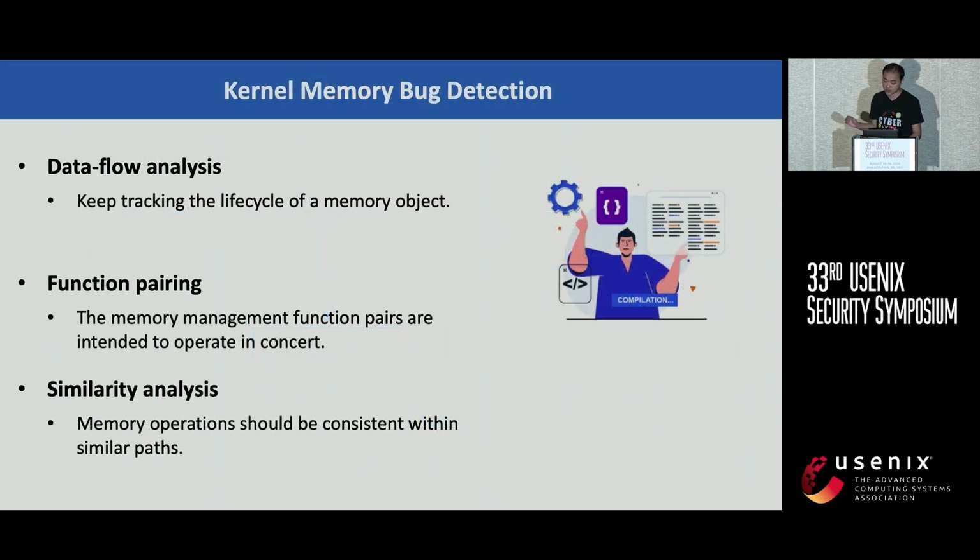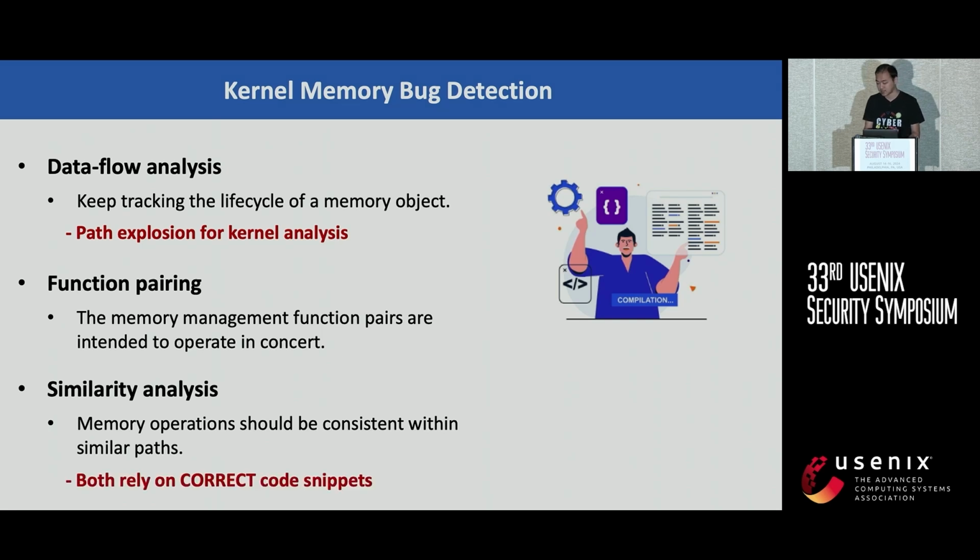And there are basically three main approaches to solve these problems. The first is data flow analysis, which suffers from path explosion when used in kernel analysis. The second is function pairing, and the third is similarity analysis. These two methods often rely on the correctness of code snippets, which is also hard to achieve.